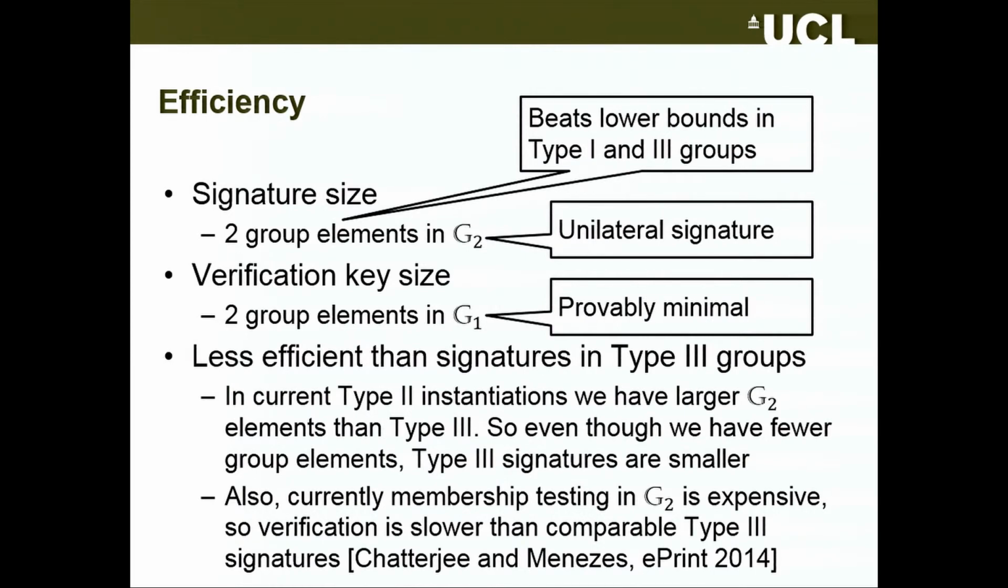And we've recently received an analysis by Chatterjee and Menezes showing that if you look at the verification of structure-preserving signatures, it's more expensive in the type 2 setting than in the type 3 setting. The reason for that is that it's more expensive to verify membership of the second source group than it is in the type 3 setting. Essentially, you'll have to pay a pairing when you verify membership of these elements in the second source group.